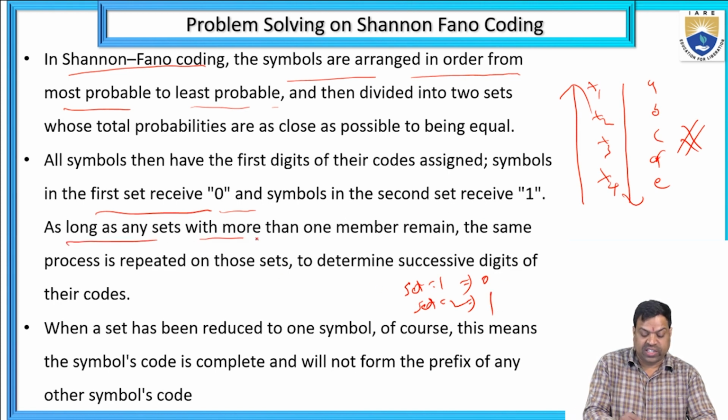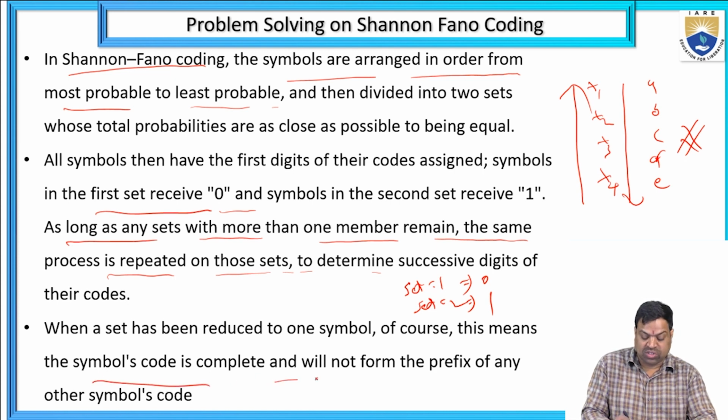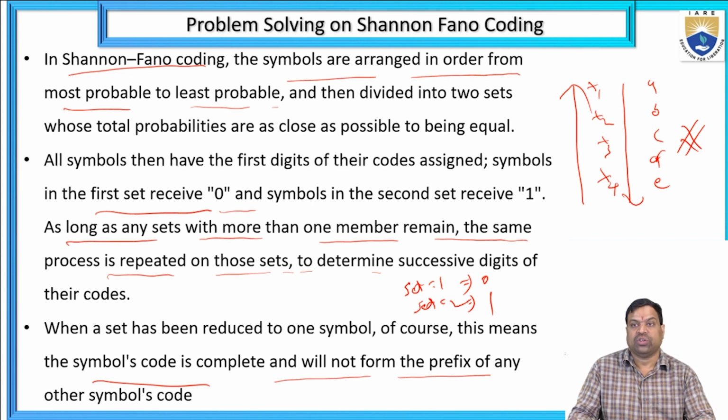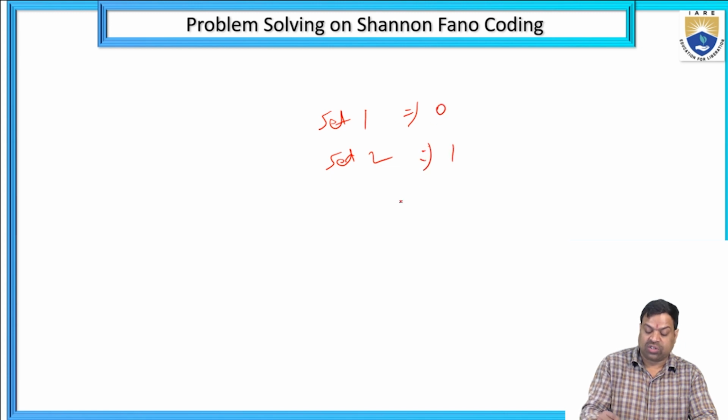And as long as any sets with more than one member remain, the same process is repeated on those sets to determine successive digits of their codes. When a set has been reduced to one symbol, of course, this means the symbol's code is complete and will not form the prefix of any other symbol's code. So, if I am taking sets, set 1, set 2, like this, set 1 equal to 0, set 2 equal to 1.